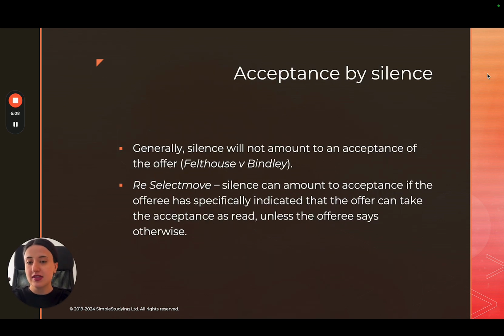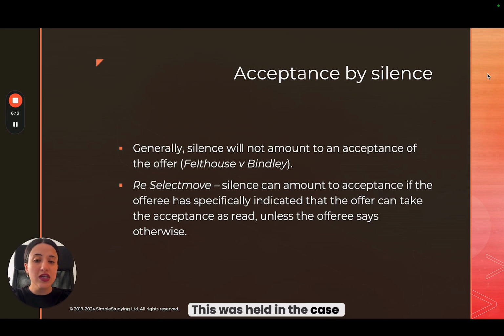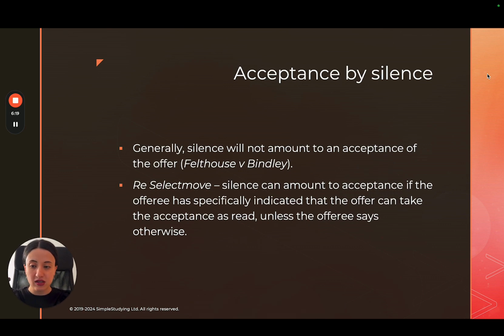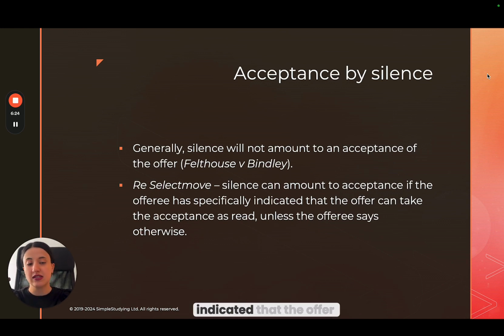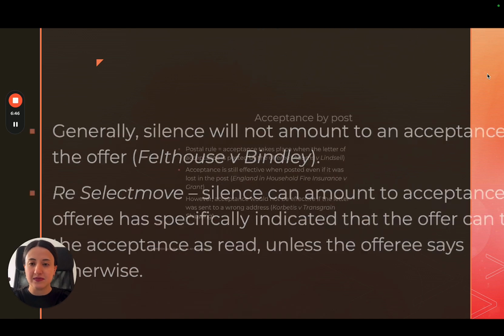Acceptance by silence. Generally, silence will not amount to an acceptance of the offer. This was held in the case of Felthouse versus Bindley. Rust v Abbey Life is also an important case here. Silence can amount to acceptance if the offeree has specifically indicated that the offer can take the acceptance as read unless the offeree says otherwise. So in some cases, silence can be a valid acceptance, but in only specific scenario if the offeror has specifically said that this could be the case.